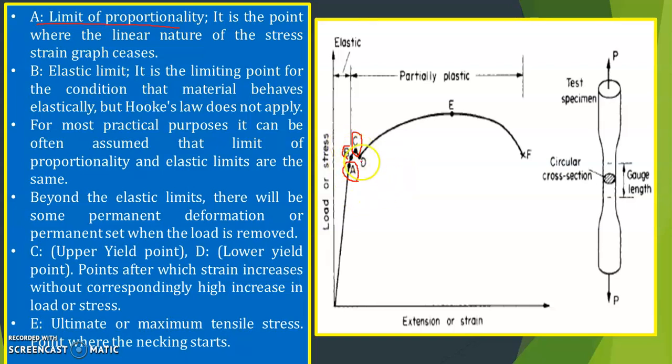So this is the upper yield point, and this is the lower yield point. Then after that, the material takes the shape like this. That is the ultimate or maximum tensile stress. This point is called the ultimate or maximum tensile stress, the point where necking starts. When we do the experiment, you will come to know how the neck shape forms. So till here is the maximum ultimate tensile stress.